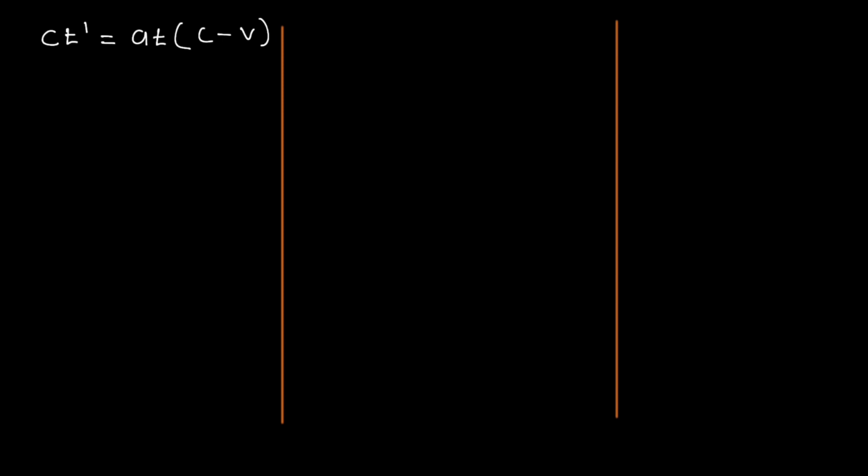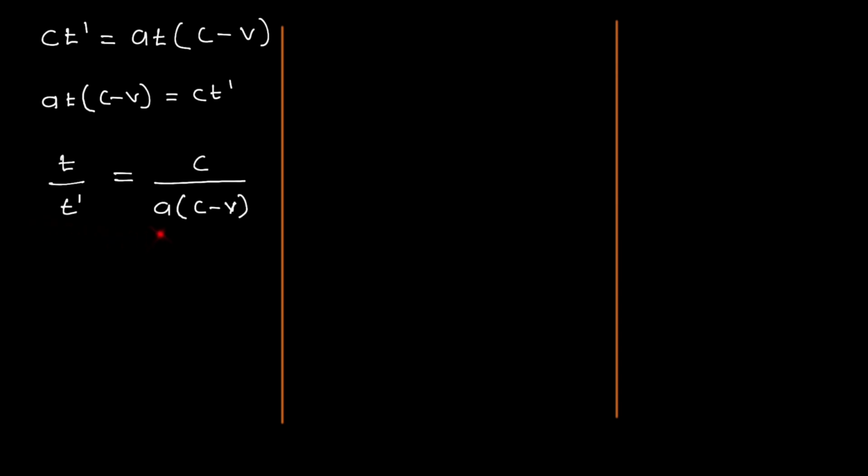Now what we need to do is find the ratio of t over t prime. To find it, we divide both sides by t prime and divide both sides by a open bracket c minus v close bracket. So that's what we get from there. That's the ratio of t over t prime.